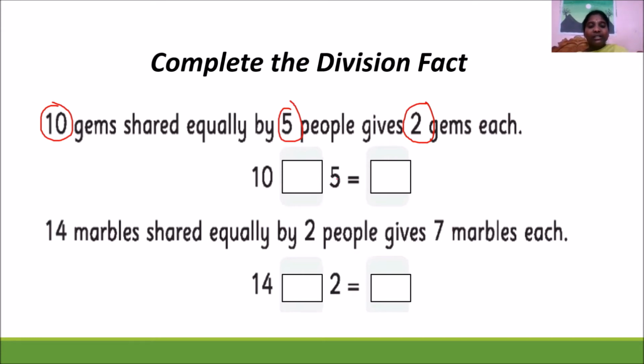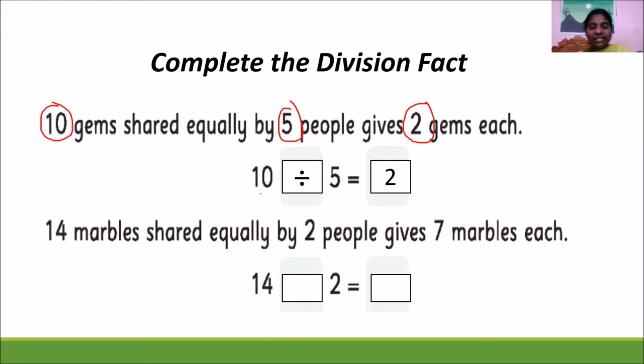In between, we have to write the division symbol. We can read it as divided by. So 10 divided by 5 equal to. After the equal to, what do you have to write? You have to write the answer or quotient. In the sentence itself, the quotient is given. So what do you have to write, children? 2. Very good.